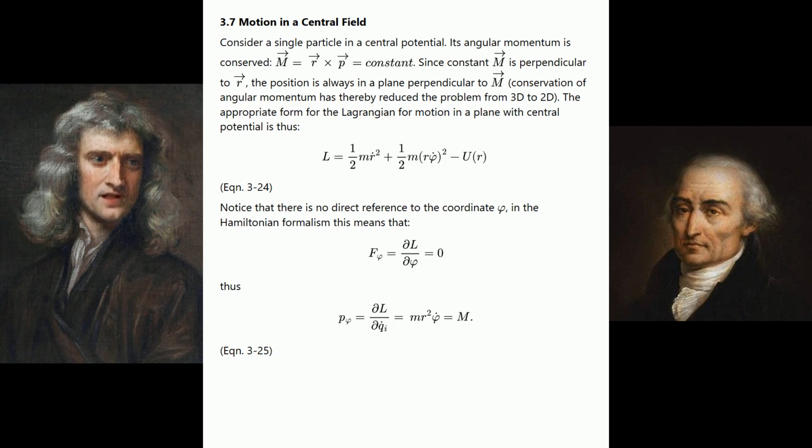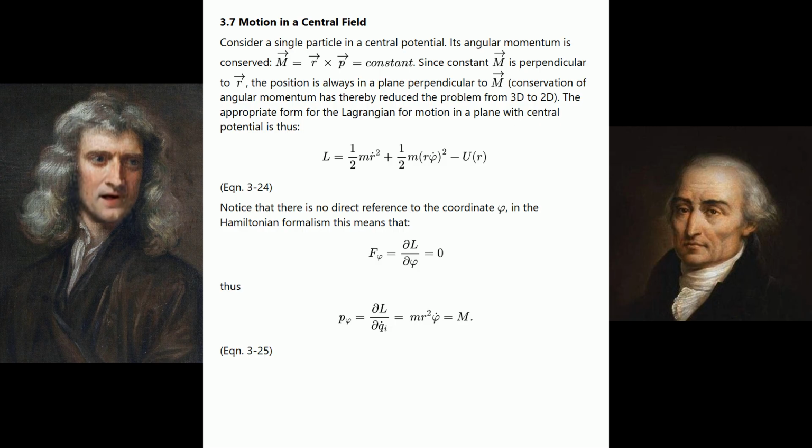3.7 Motion in a central field. Consider a single particle in a central potential. Its angular momentum is conserved: M vector equals r vector times p vector equals constant. Since constant M vector is perpendicular to r vector, the position is always in a plane perpendicular to M vector.